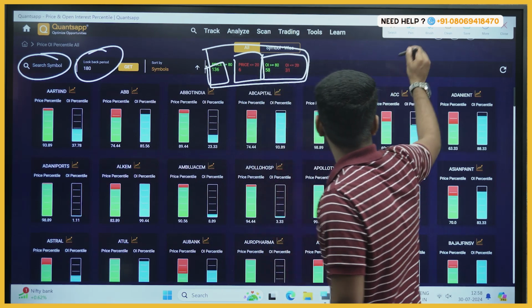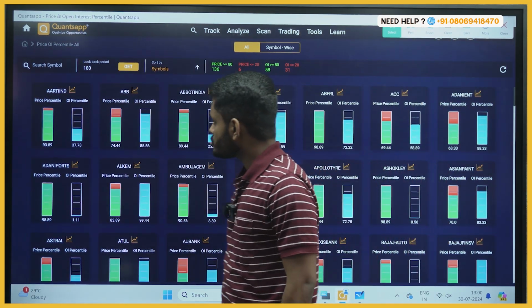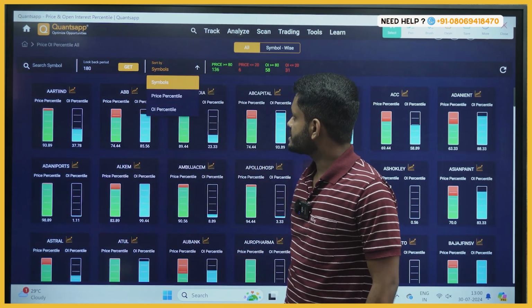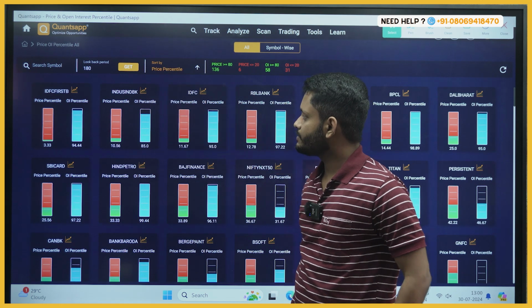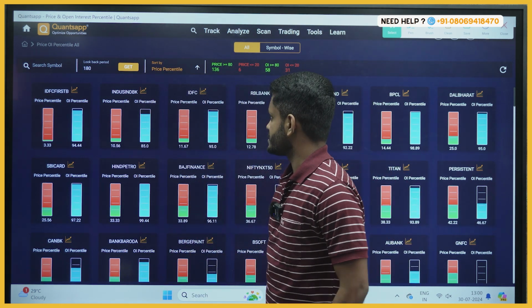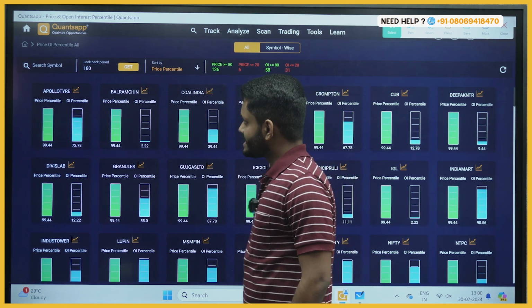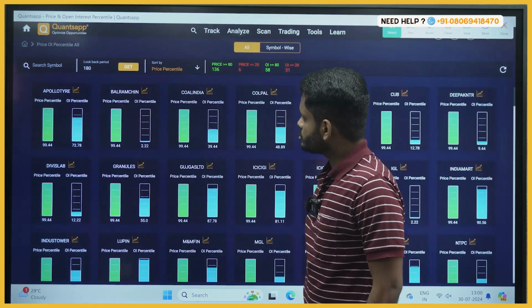Now let's check how this tool works. As soon as you open this, just click on this symbol. Can you see Price Percentile? Just click on this Price Percentile, so we are sorting on the basis of price percentile. Now click on this arrow and let's do it in descending order. Here you will get a list of all stocks.